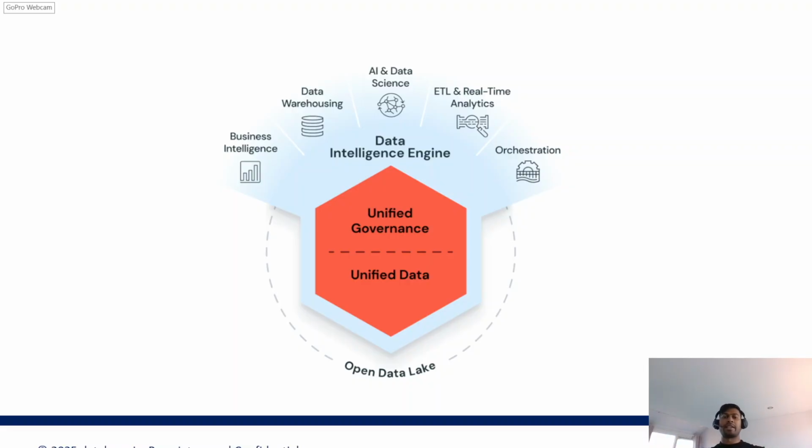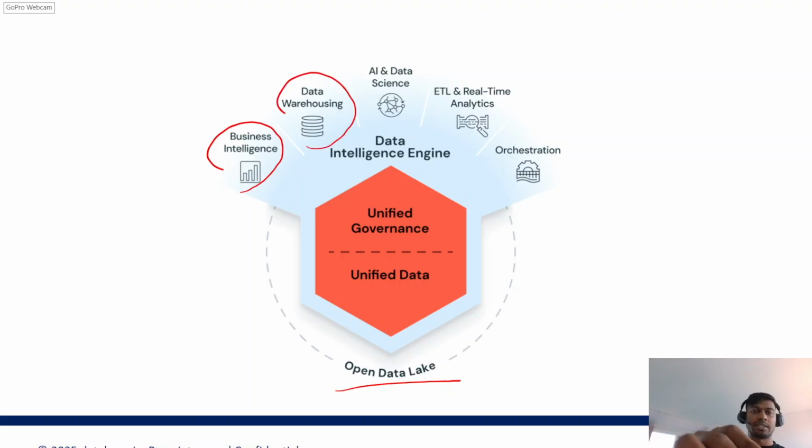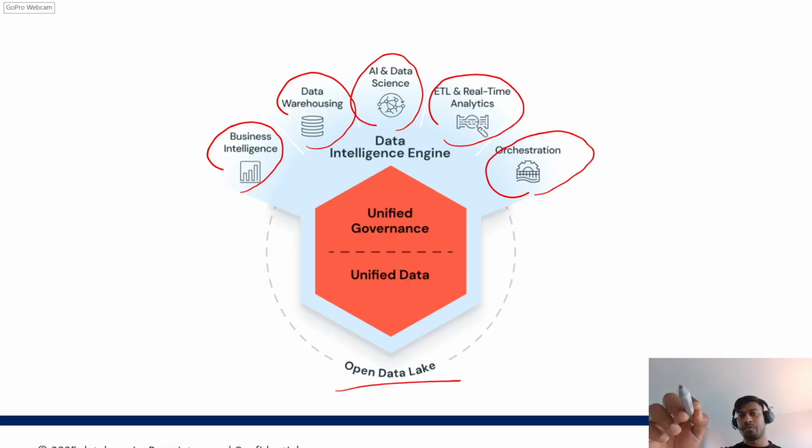So it's like unified governance and a unified data platform. Let's say an open data lake, where you can use it for business intelligence, data warehousing, AI and data science, ETL, and real-time analytics, and orchestration for scheduling your pipelines, jobs, and things like that. When we talk about a unified open analytics platform, this is the visualization they want us to keep in mind, where it is a single platform which will be used for different use cases, different scenarios, because business intelligence is different, data warehousing is different, AI and data science have a different use case. Of course, ETL and real-time analytics and orchestration.